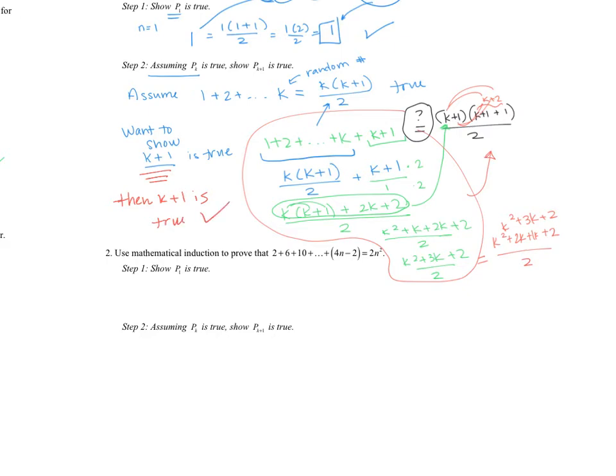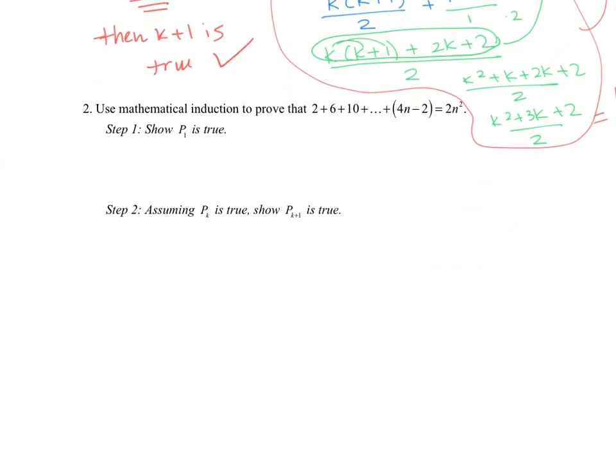All right, let's try that again. So number 2. So our statement right now is if we add 2 plus 6 plus 10 plus all the way to the nth term, that's equal to 2n squared. Now this is just an arithmetic sequence. It's just adding 4 every time. And so this last term, 4n minus 2, that's the nth term. That's just a way to show you how it's finding those terms.